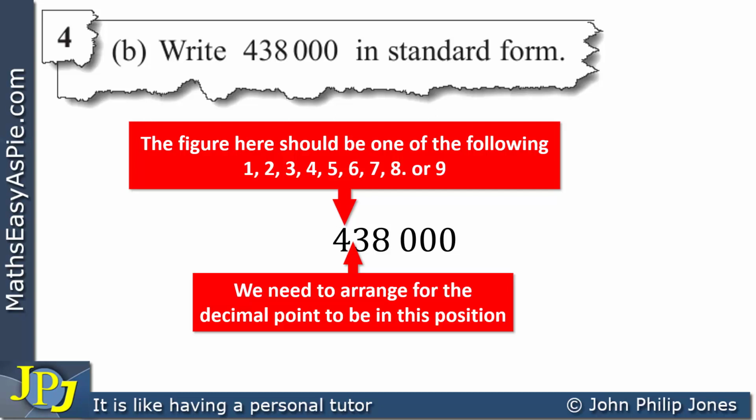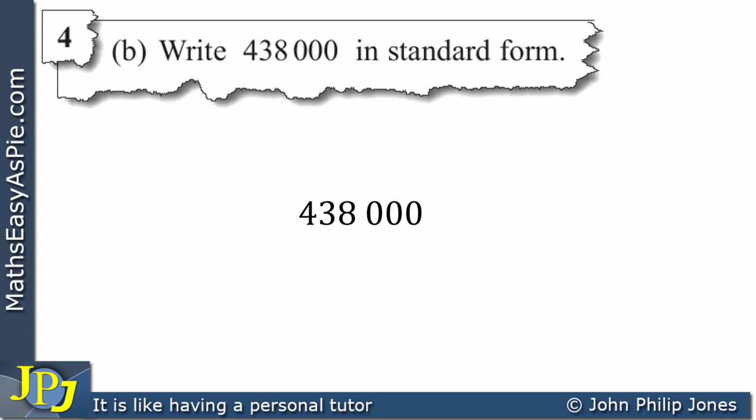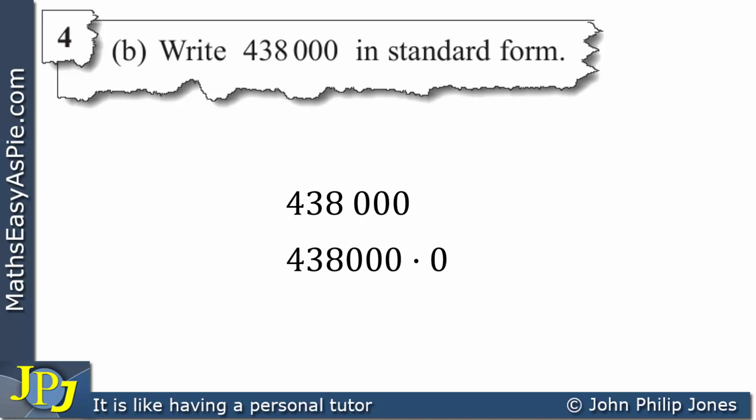It cannot be a 0, in other words. And of course, for the example shown, the figure is actually 4. So let's consider this number, and what I'm going to do, I'm going to put a decimal point in an appropriate place, as shown here. And you can see I've put the decimal point here, and to the right of the decimal point you can see I've put a 0 to emphasize the position of the decimal point.